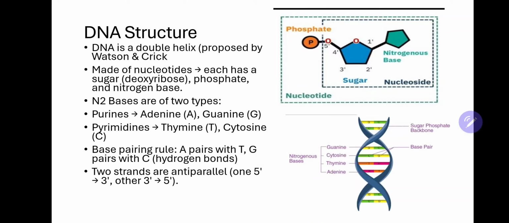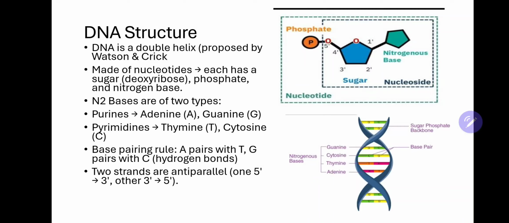Okay, then we have said that a nucleotide consists of nitrogen bases, and these nitrogen bases are mainly of two types, that is purines and pyrimidines. What are purines? Which are the major purine molecules? That is adenine and guanine. And what about the pyrimidines? Thymine and cytosine are the major pyrimidines.